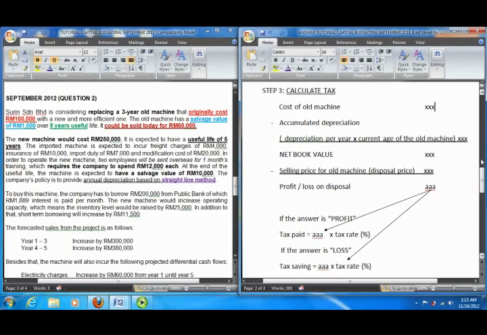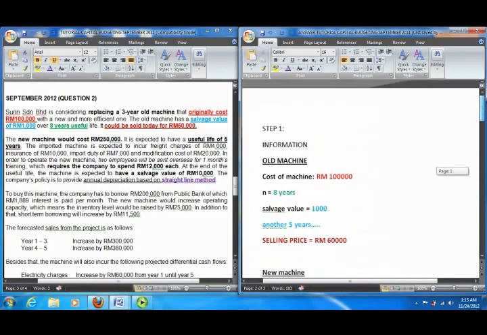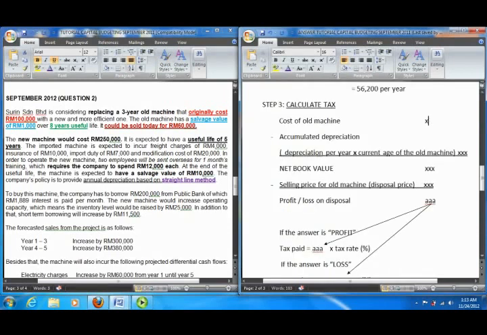Alright, what is your cost of old machine, class? You can get from your information. That's why step 1 is very important. You need to extract information correctly. Alright, the cost of machine is 100,000.